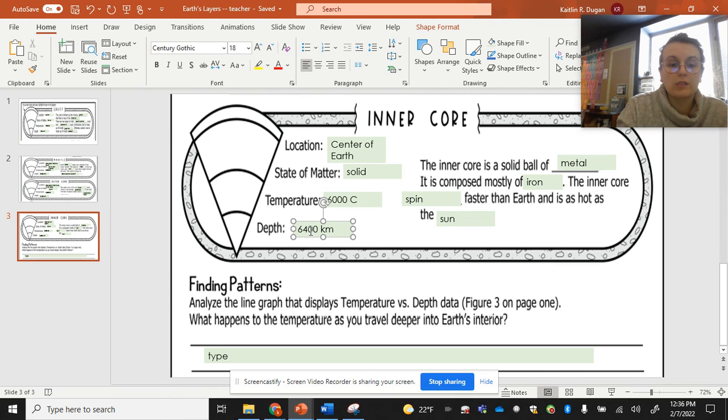All right, our last one. What happens to the temperature as you travel deeper and deeper into the earth? Well, if we look at all of this, we can see that it gets pretty hot. As we go deeper into Earth's crust, we have more heat.